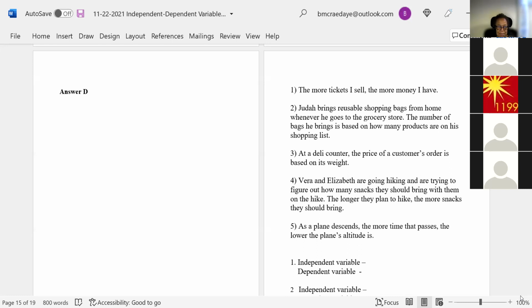As a plane descends, the more time that passes, the lower the plane's altitude. So you have time and you have what? You have time that passes during the descending of the plane, and you have the plane's altitude. So one is dependent and one is independent. To identify which one is independent, which one is dependent.